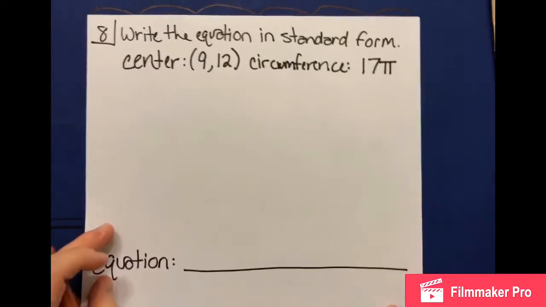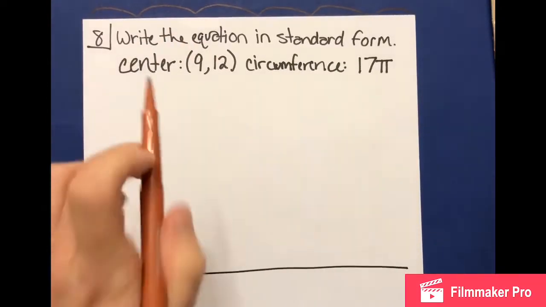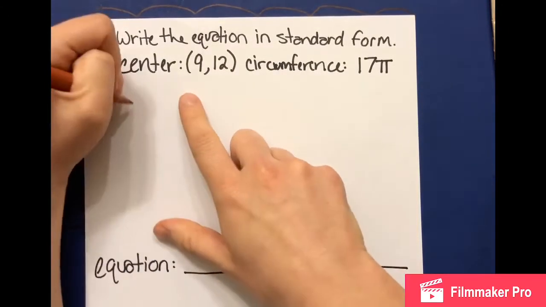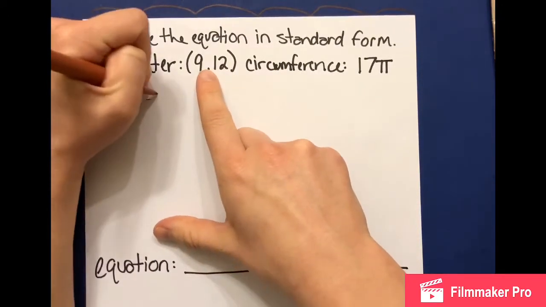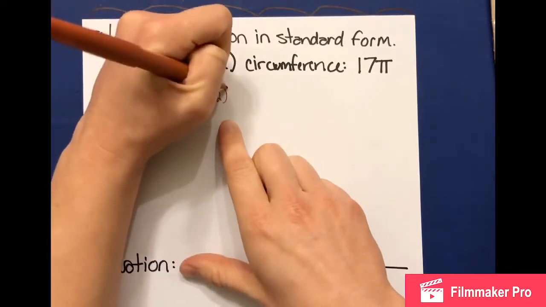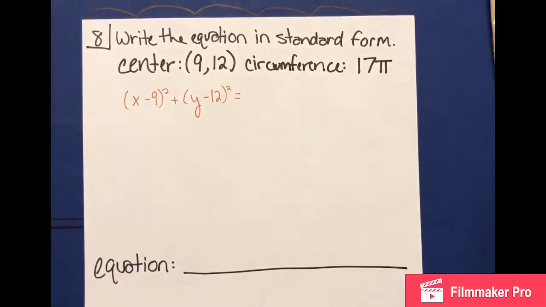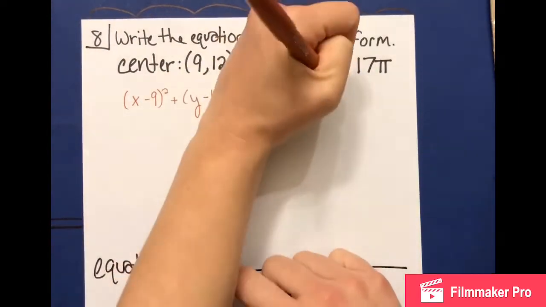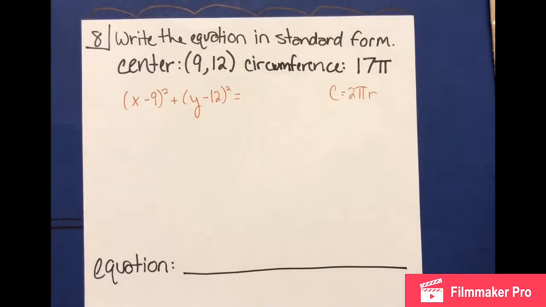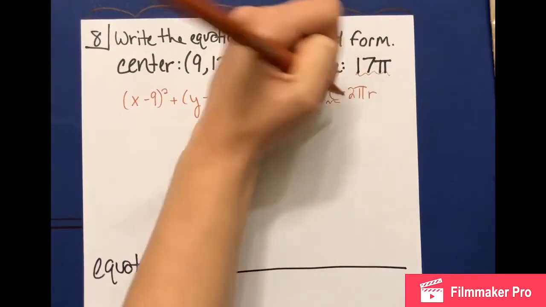This next one gets pretty cool, the next two. So it says write the equation in standard form. We're given center and circumference. I'm going to fill out whatever I can. So I have x minus 9 squared plus y minus 12 squared equals. I don't have the radius. What I'm given is circumference. So let's use what we have. What we have is circumference. So I go, okay, circumference equals 2 pi r. I can plug this thing in right there.